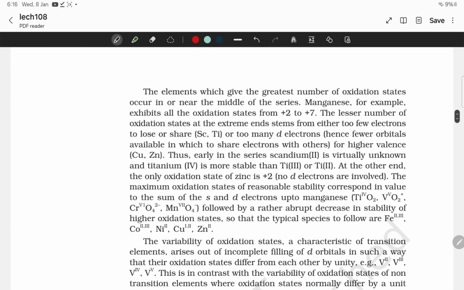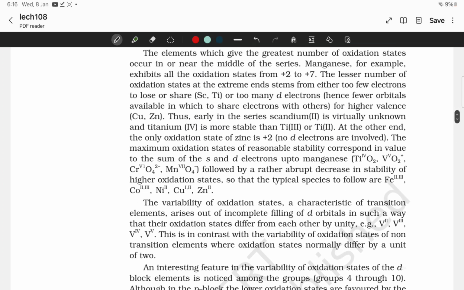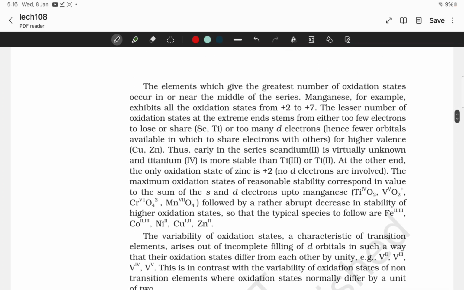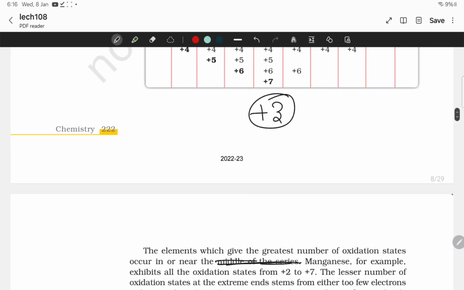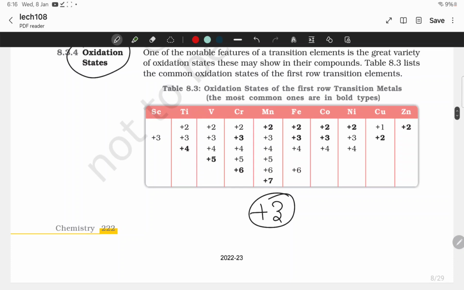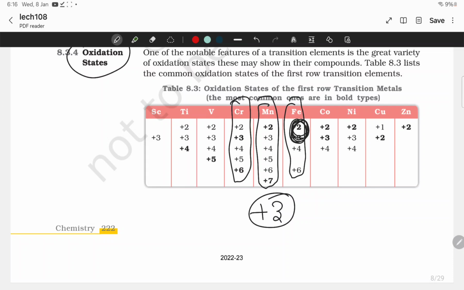Now let us read it. The elements which give the greatest number of oxidation states occur near the middle. So in the middle of the series, they give the most number of oxidation states. Example, Mn is +7, chromium +6, manganese +7, iron +2 and +3 are the main oxidation states.